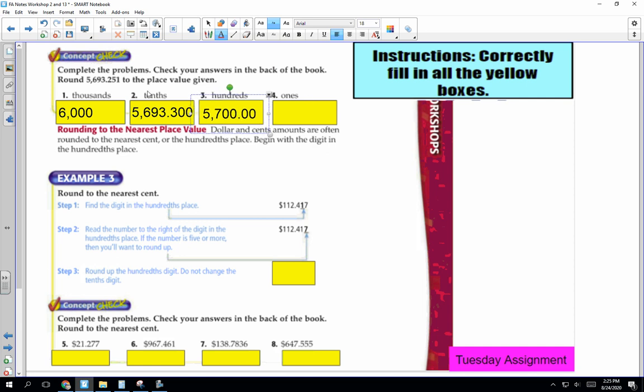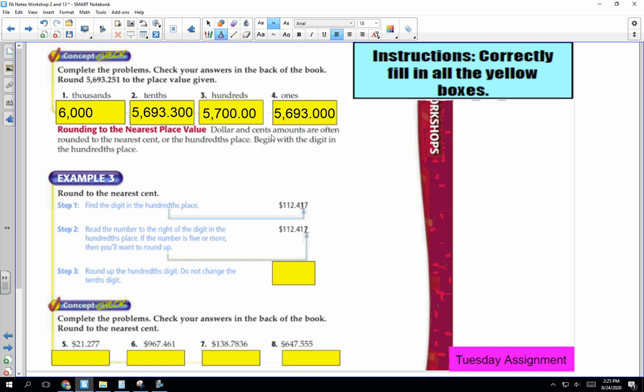Okay. And then the ones. Ones is this number right to the left of the decimal. The number to the right of this 3 is a 2, so it's going to stay 3, and then these guys are going to become zeros. So it goes 5,693.000.